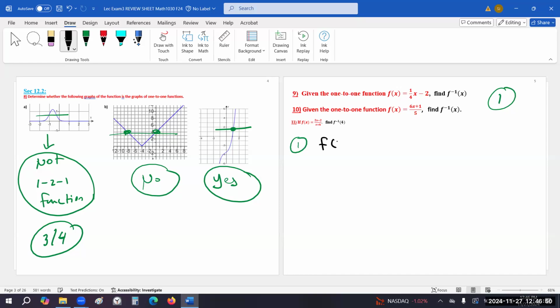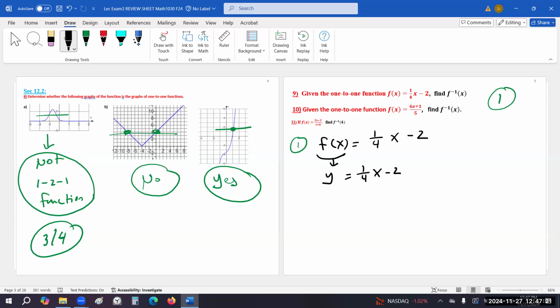So f of x is 1/4 of x minus 2. We find the inverse function using only 3 steps. What is our first step? Do you have any y here? So step 1, if you don't see y, make it y. We don't see y, so this is y. Y is 1/4 of x minus 2.